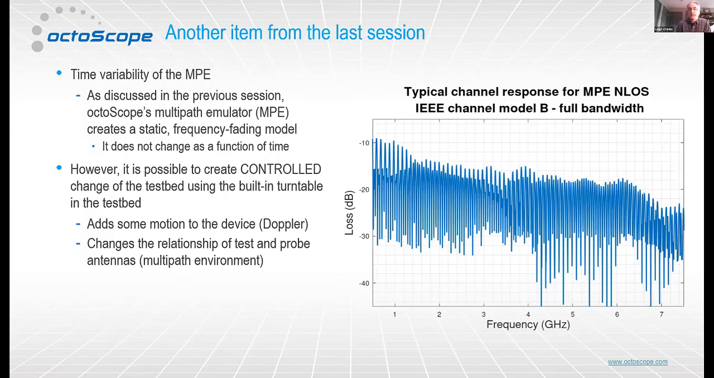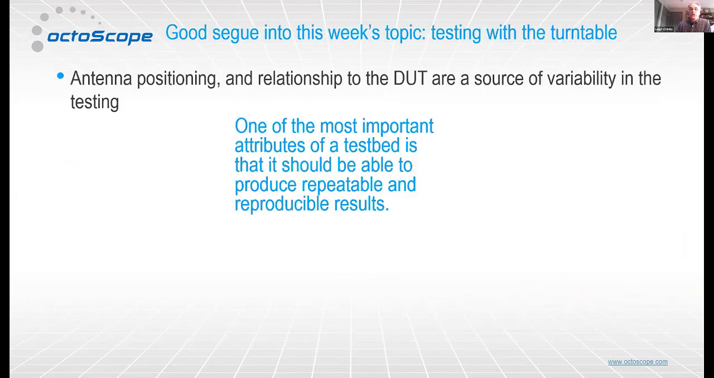And specifically, the topic of this week's conversation is the built-in turntable. So by putting a device under test on the turntable, we can actually add some motion to the device, so add a bit of Doppler and change the relationship of the test antennas and the probe antennas, thereby changing the multipath environment. So that takes us right up to the topic for this week, which is testing using the turntable, the reasons for it and how we do that.